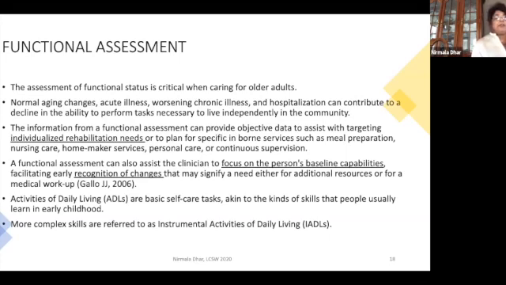The functional assessment can also help the clinician focus on the person's baseline capabilities, facilitating recognition of changes that may signify a need for additional resources or for medical workup. So if you don't have a baseline, it's difficult for you to actually gauge, hey, what's the difference? What's changing?